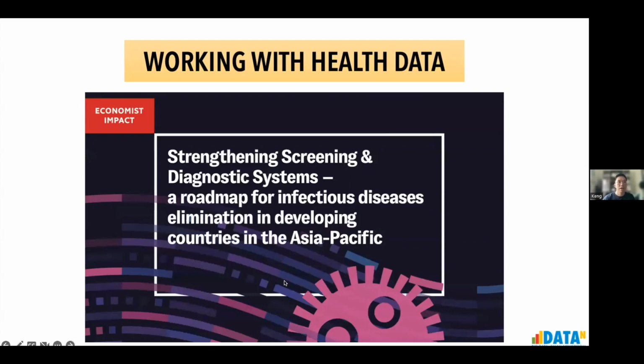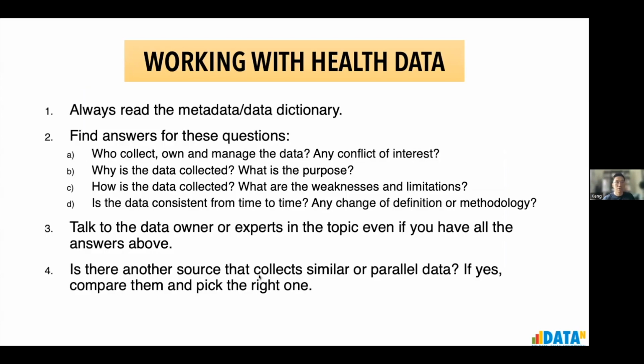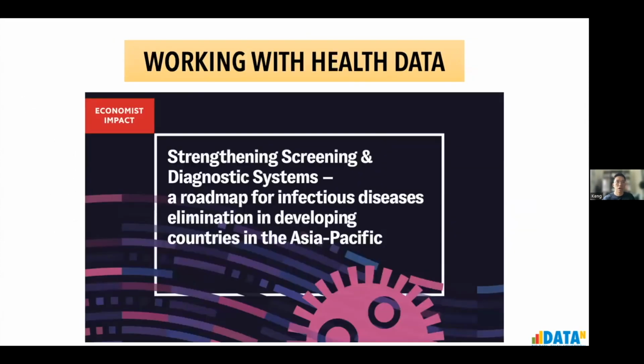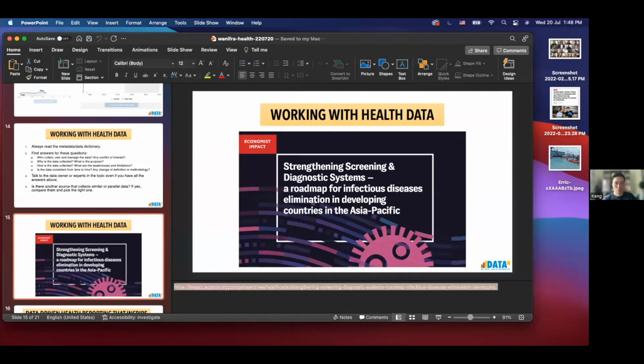Here, I would like to share one health report by Economist Impact, which I believe is one of the units in the Economist. This report is supported by Roche, and it is about several different diseases in Asia Pacific. There's a link to the report, and I'll put that in the chat box.